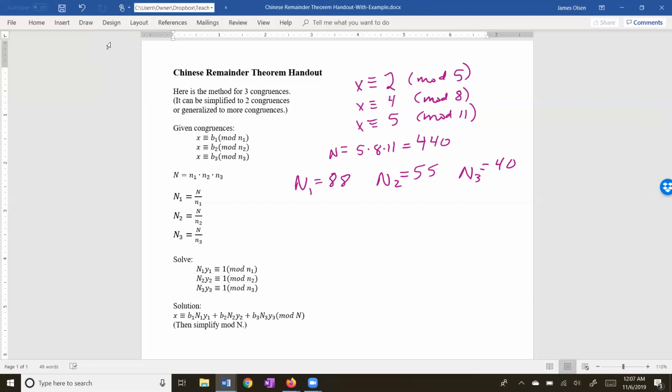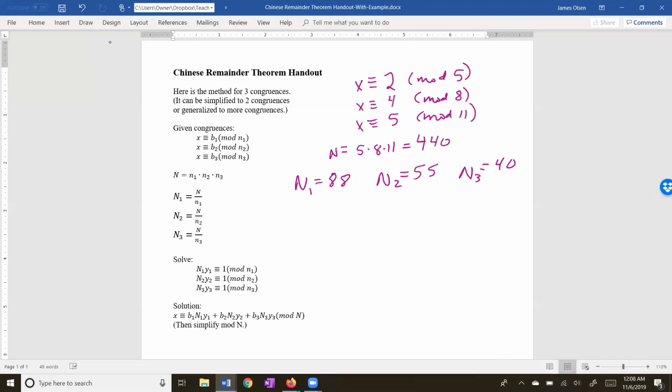This is typical of notation in mathematics. We have to write things carefully. Now I need to solve 3 congruences. And the congruences are right down here. N1 Y1 is congruent to 1 mod n1, N2 Y2 is congruent to 1 mod n2, and N3 Y3 is congruent to 1 mod n3. They're always congruent to 1.